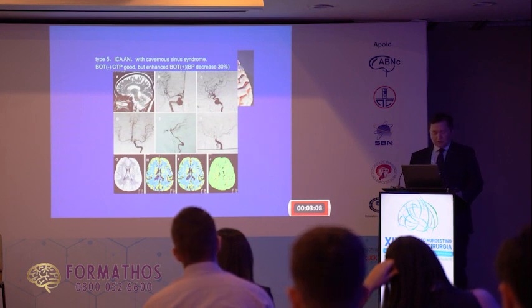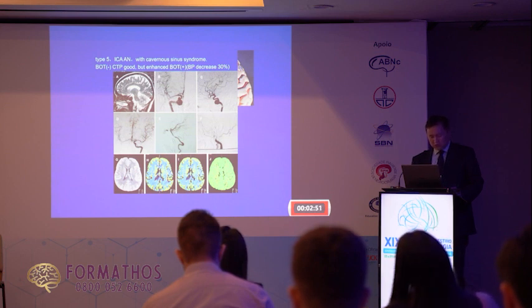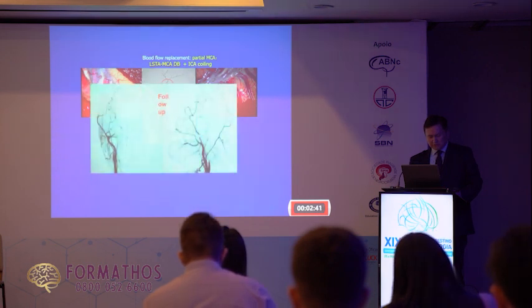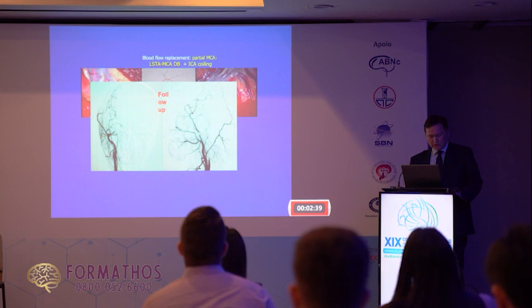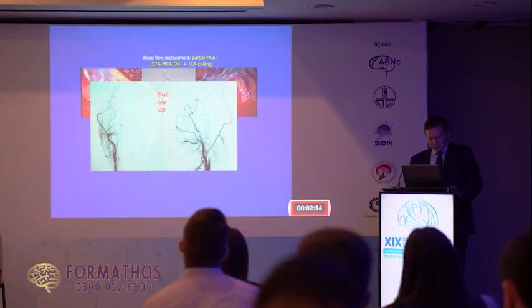So this is a type 5 ICA aneurysm with a cavernous sinus syndrome. Balloon occlusion test, CT perfusion is even good. But the enhanced balloon occlusion test, which means we decrease the blood pressure around 30%, the patient couldn't tolerate. So this kind of patient, we still need the bypass. So only need the STA-MCA double barrel bypass. This is the final result. You can see after the bypass, we completely occluded the ICA immediately.